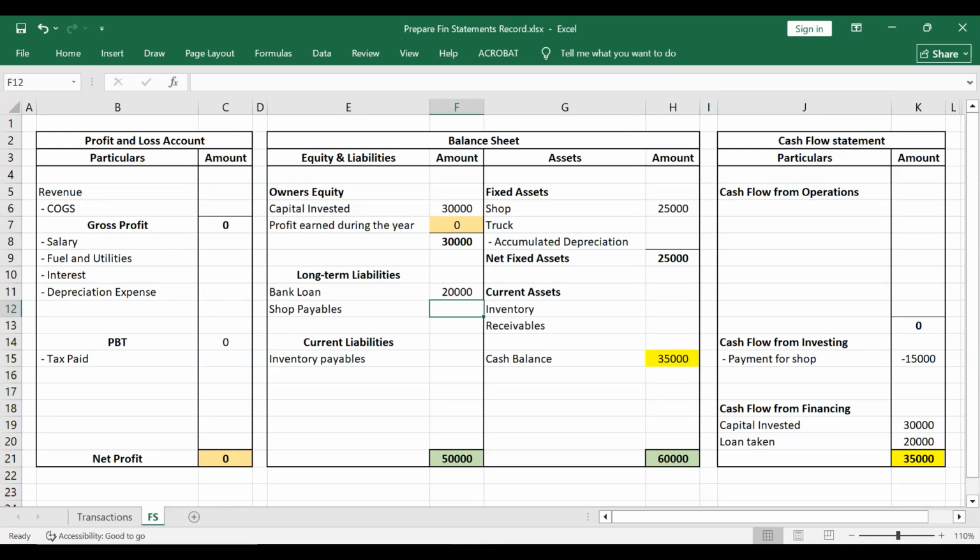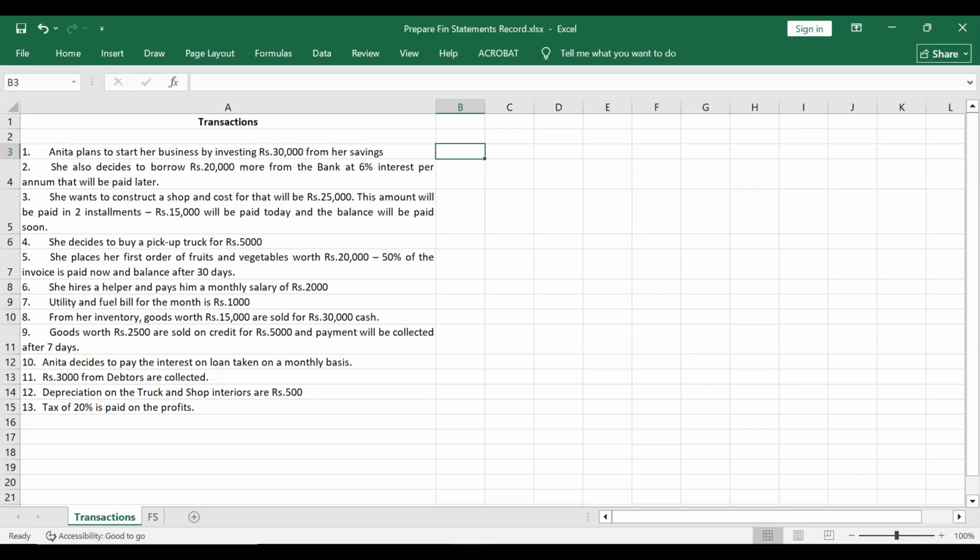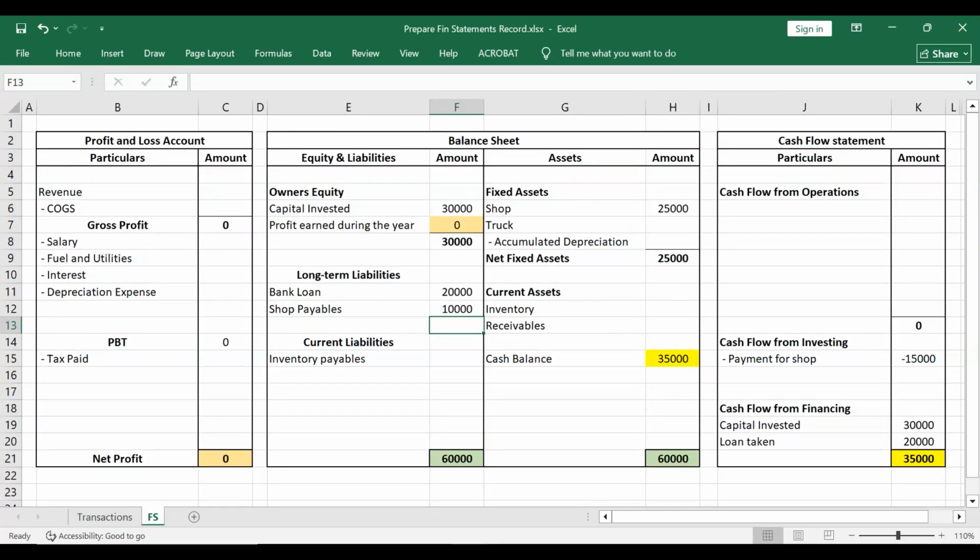Then we will pay the remaining amount later on. So I'm taking it as a long-term liability, and under shop payables, I'll type equal to 10,000. Next transaction. She decides to buy a pickup truck for 5,000. So truck, the cost is equal to 5,000. Again, it's a part of investing activity.